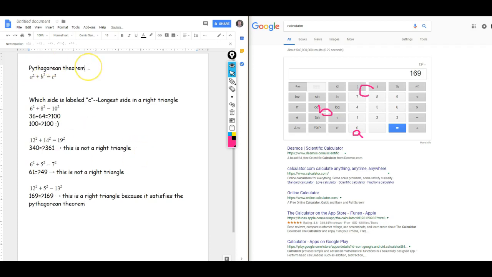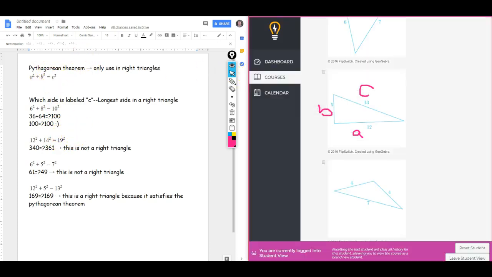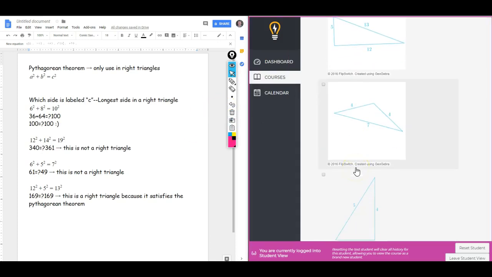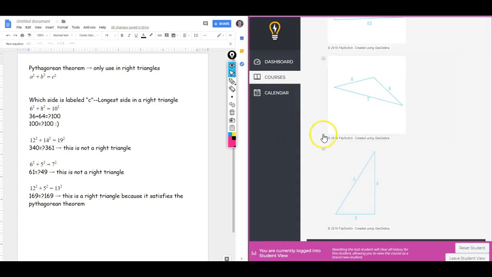The Pythagorean theorem you can only use in right triangles. So we're seeing if it comes out to be true, then it is a right triangle. If it comes out to be not true, then it is not a right triangle. So we're using that knowledge to help be a guide with that. So we have two more.